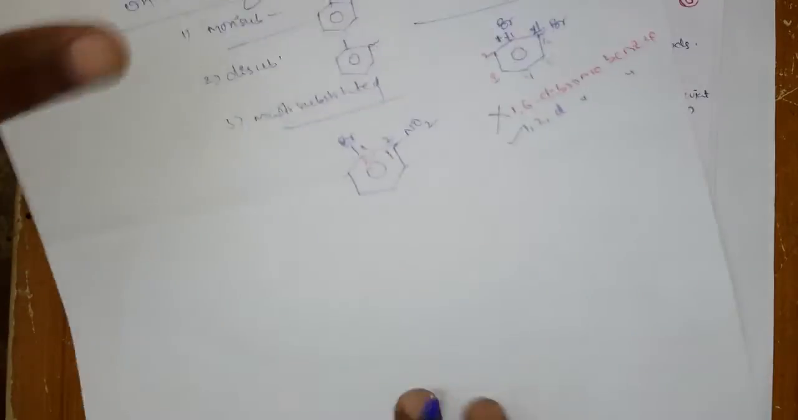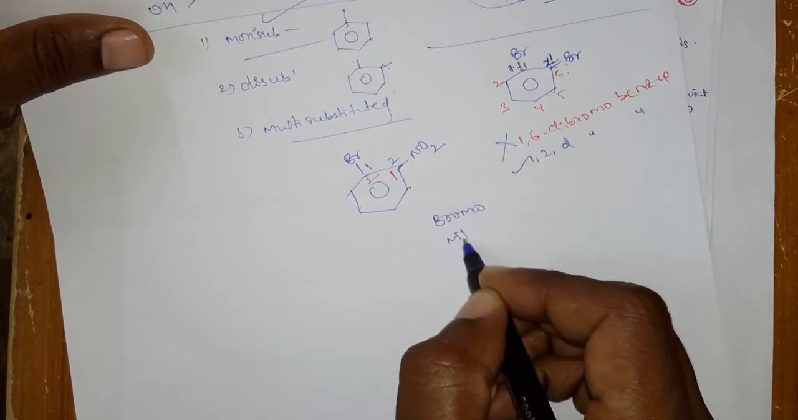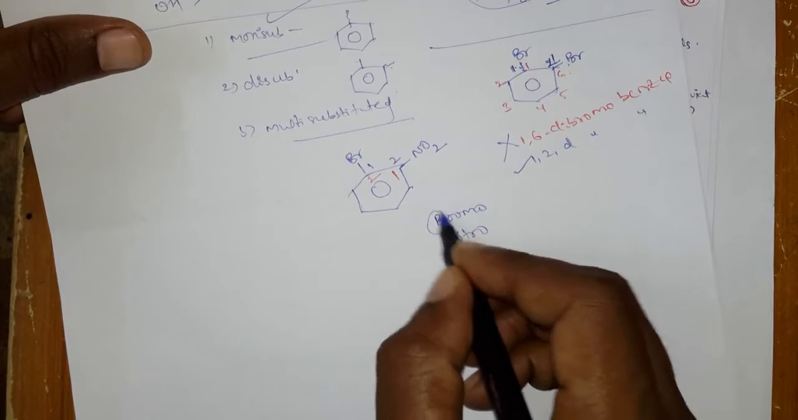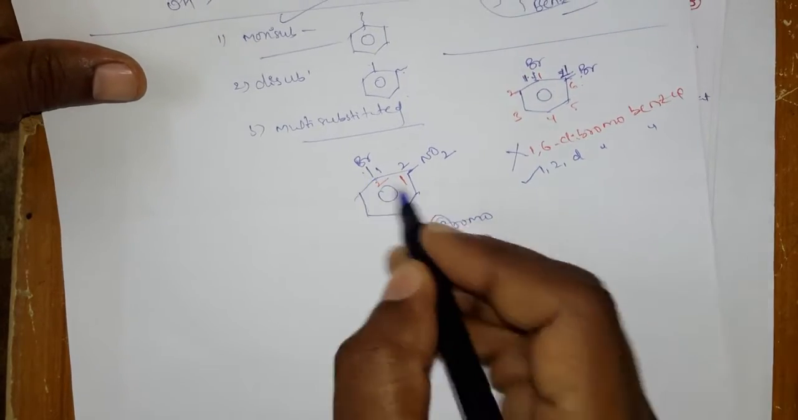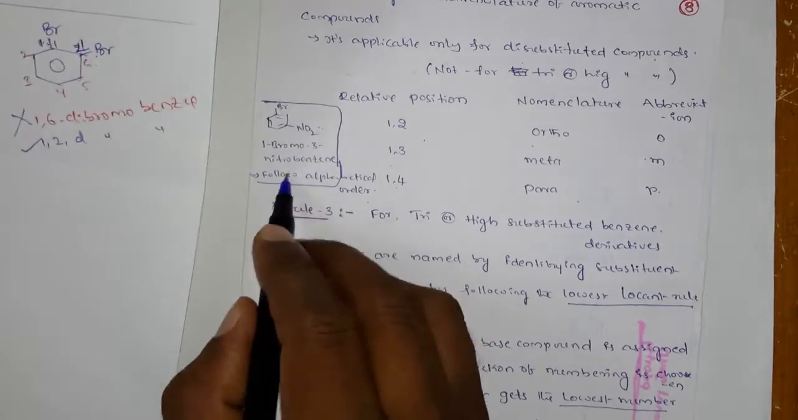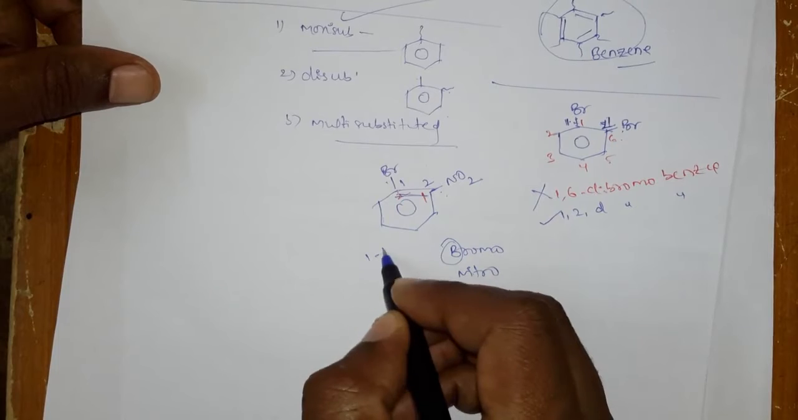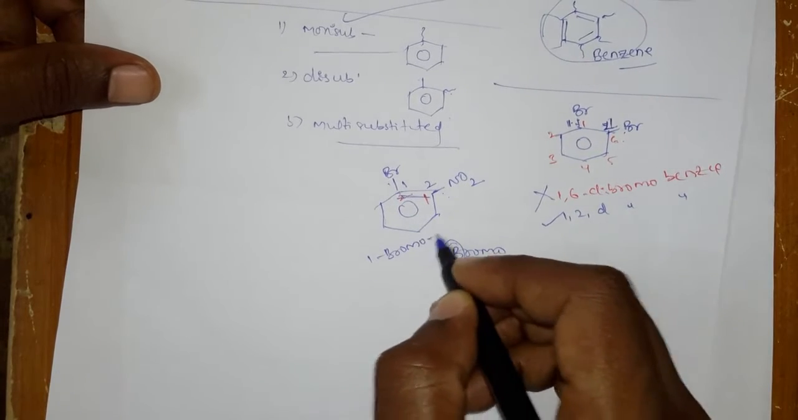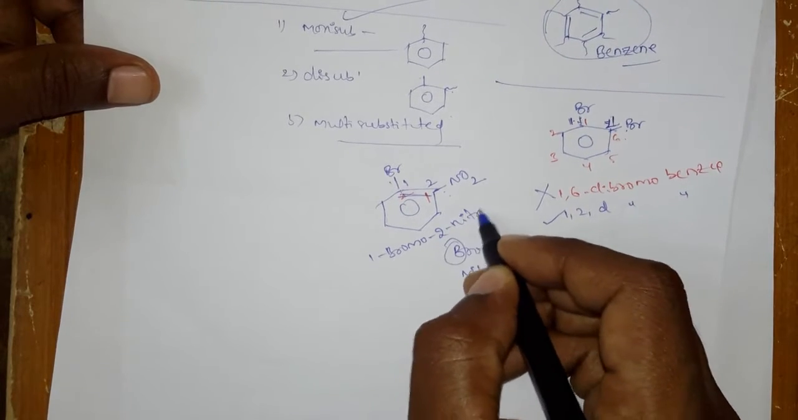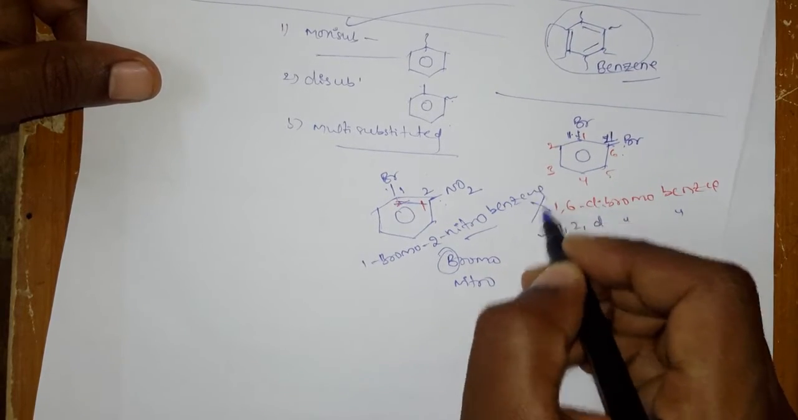So what is the alphabetical order? One is bromo, another one is nitro. Which one will come first? Bromo first. So 1-bromo, 2-nitro. So this is wrong, 1-bromo, 3. Here the third position is there, but here the second position. So 1-bromo-2-nitrobenzene. So you have to write the names like that.